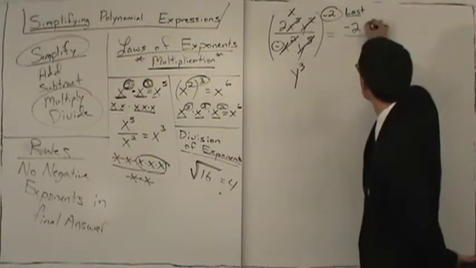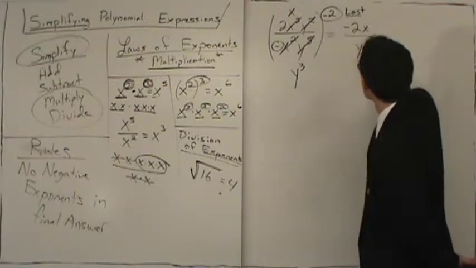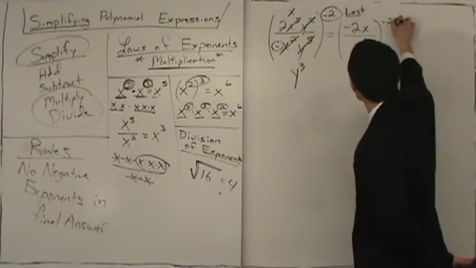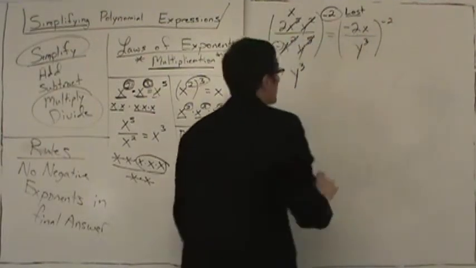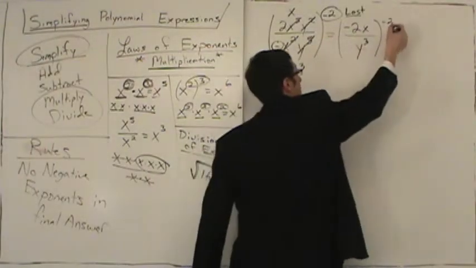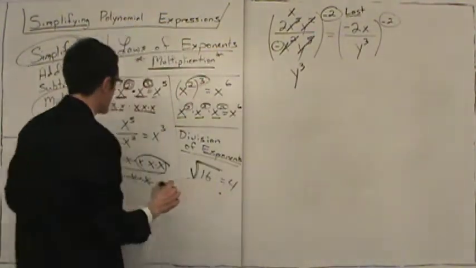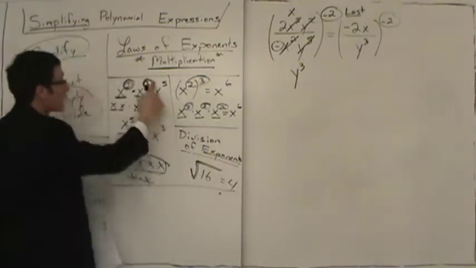Okay, so we have 1 x on top, and we have 3 y's on the bottom, and all of this is taken to the negative 2 power. Now, have we dealt with what's on the inside? Yes. Now we will deal with the outer exponent. But before we do this, I want to remind you of a couple other things with laws of exponents.